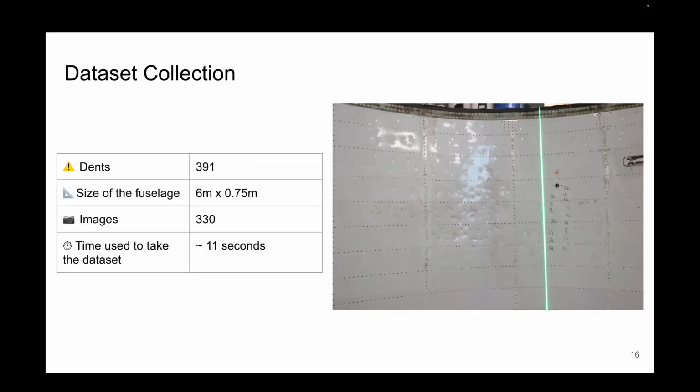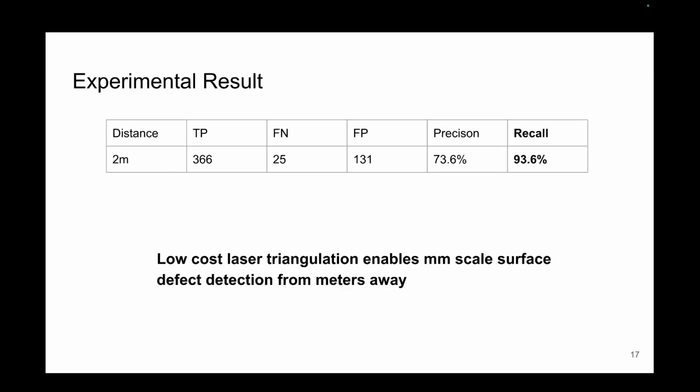We collected a data set of 391 dents just to validate our performance. The side of the fuselage was 6 meters by 0.75 meters, and 330 images over 11 seconds at 30 frames per second were taken. We were able to get a really high recall rate. That is, this method empirically also works. And low-cost laser triangulation is feasible to detect millimeter-scale surface deformations. Thank you.